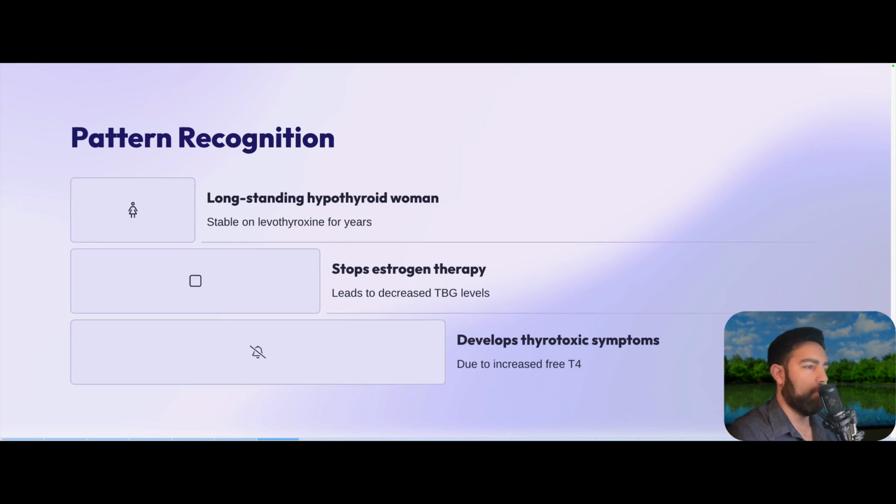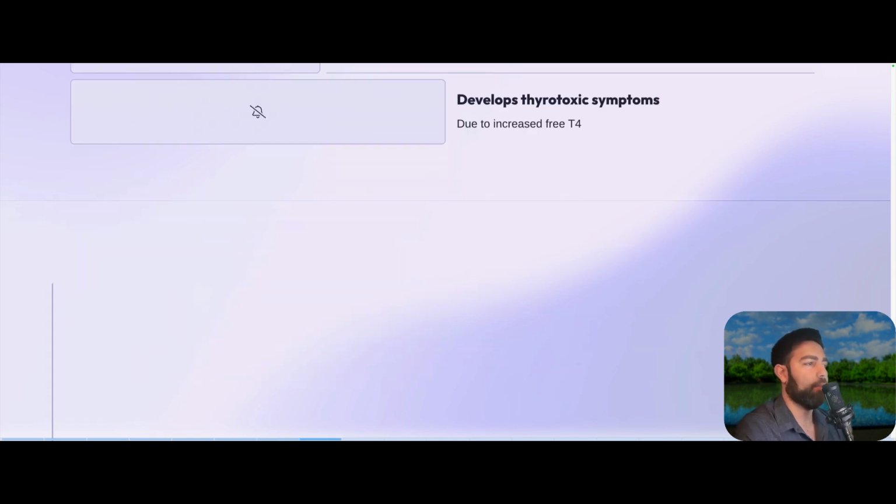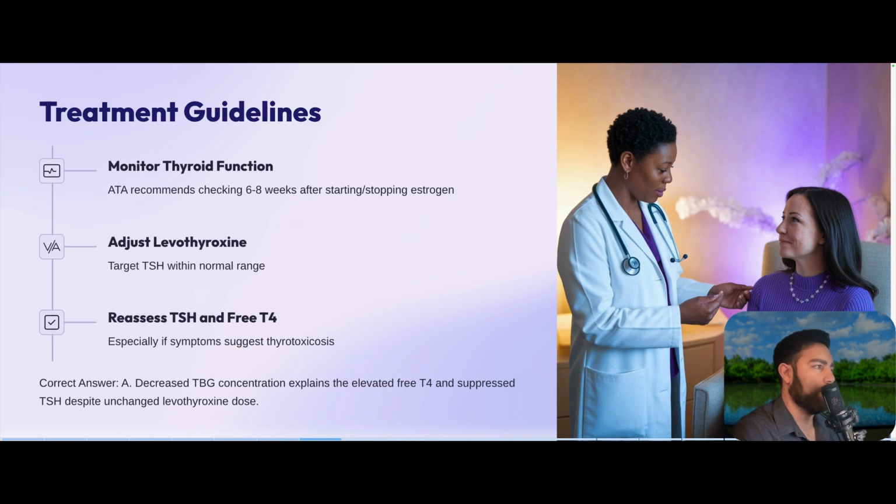And again, the boards will also give you some distractors, but somewhere in there it says the patient was on estrogen therapy and it was stopped, and then you just have to pick that up and recognize that question.